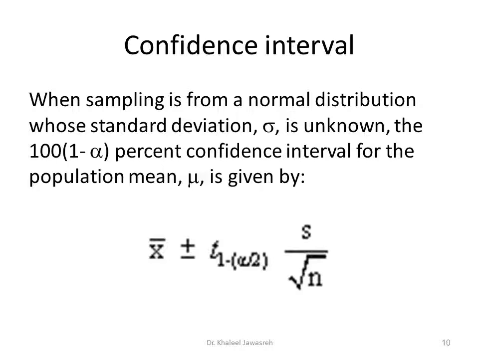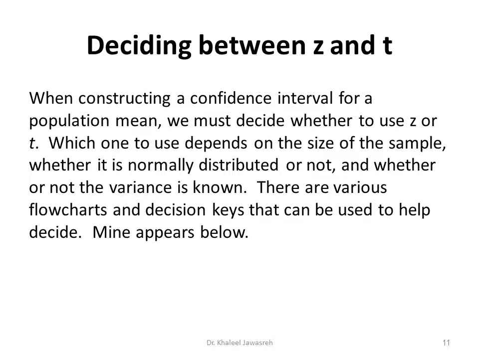If you return to the Z distribution, you can see the same formula, but here we use T distribution values rather than Z values. Now we have two distributions. How can we decide whether to use Z or T in our experiments? When constructing a confidence interval for a population mean, we must decide whether to use the Z or T distribution. Which one should be used?